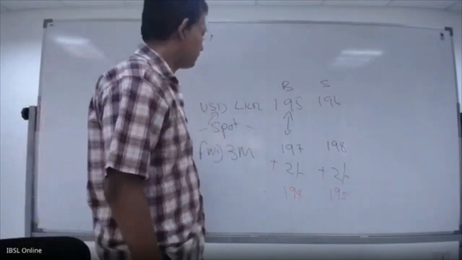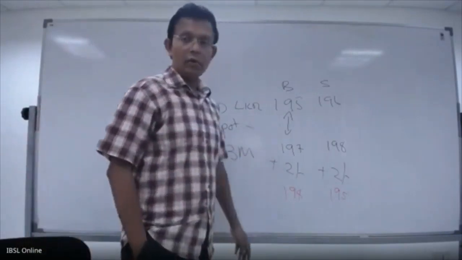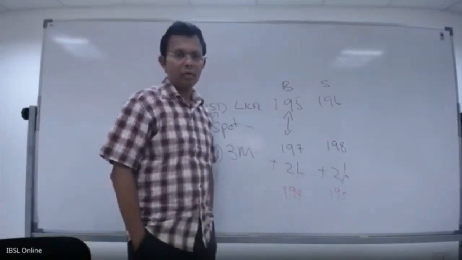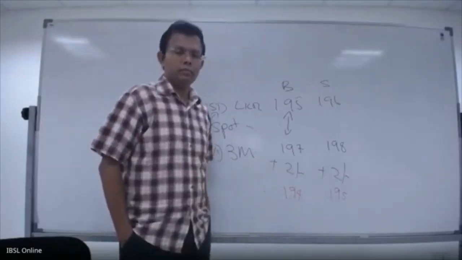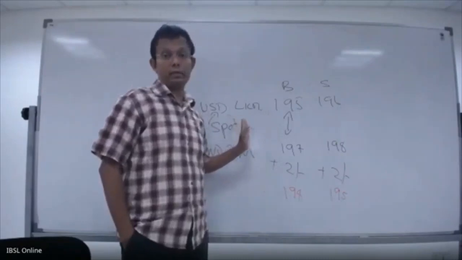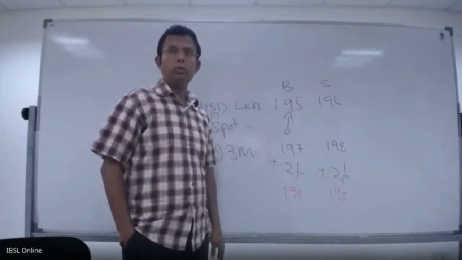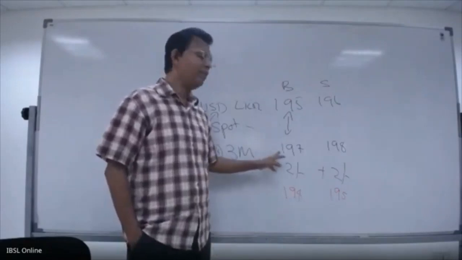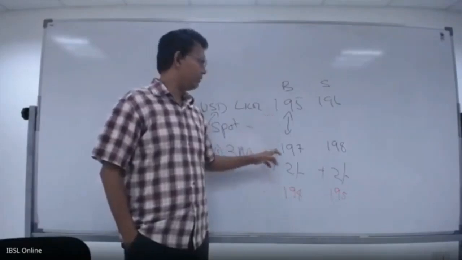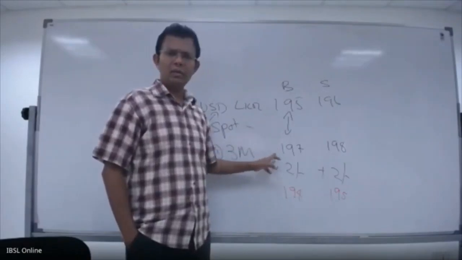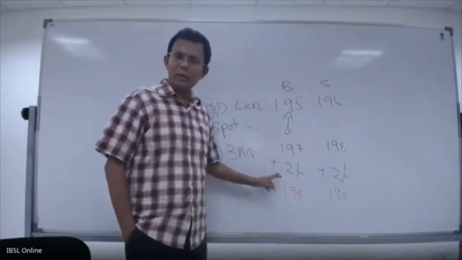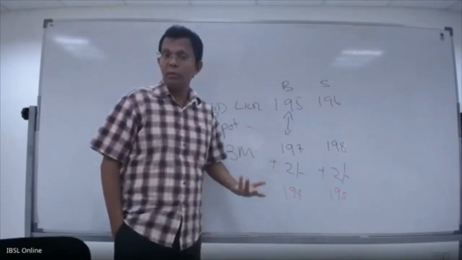Now what is this? We call this 2 rupees, adding 2 rupees, premium. You add the premium. When it is premium, you add to the spot rate, the present rate, to come to the forward rate. This is the forward rate, 197. Today how much? 195. After 3 months, how much will it be? 197. What did you do? You added 2 rupees. Why did you add 2 rupees? It's a premium. What do you mean by premium?